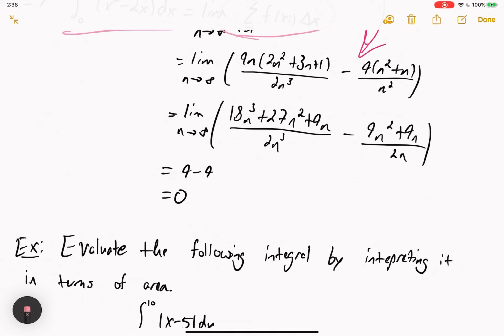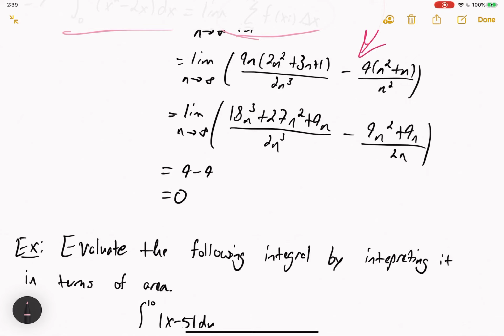This kind of behaves like a horizontal asymptote. This is like a polynomial with respect to n. But really, here you have 18n cubed divided by 2n cubed. So the n cubed would cancel, leaving you with just 9. And then here you'll have 27n squared divided by 2n cubed, so that'd be just 1 over n. And then over here you would just have 9n divided by 2n cubed, so you still get 9 over 2 times 1 over n squared.